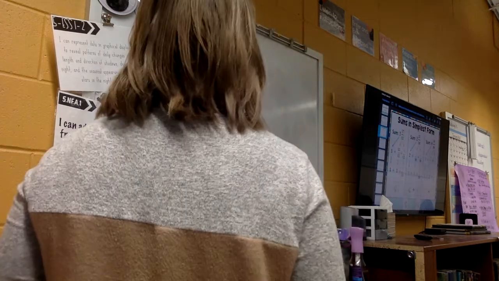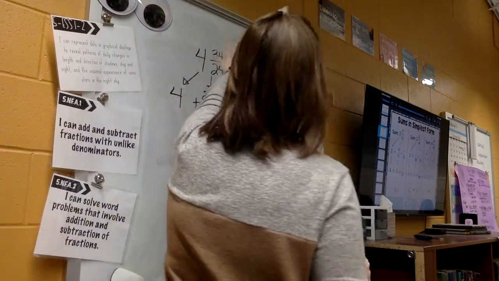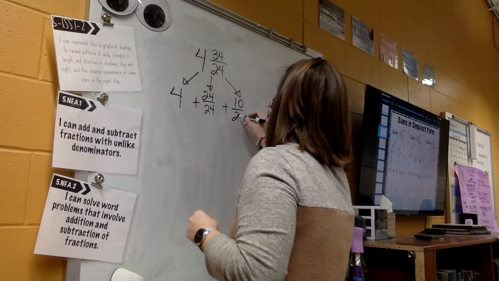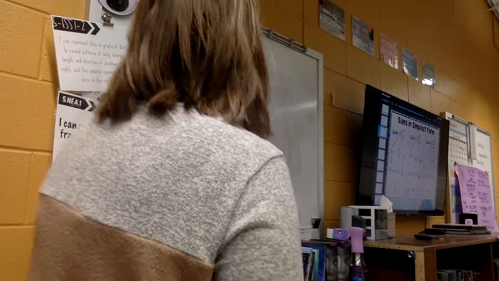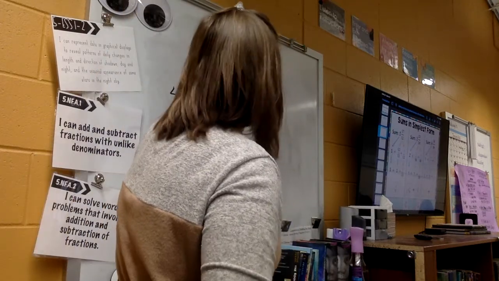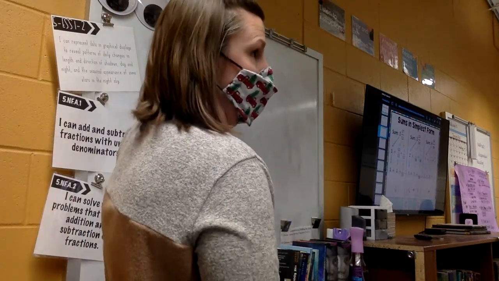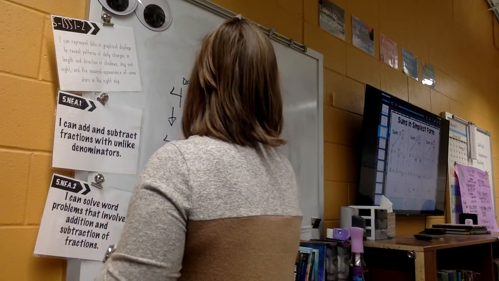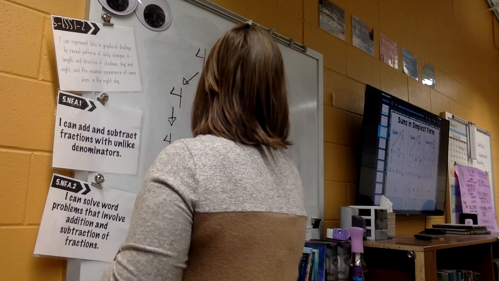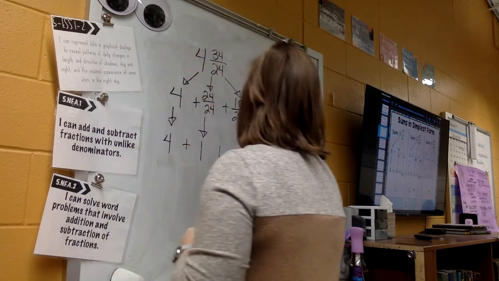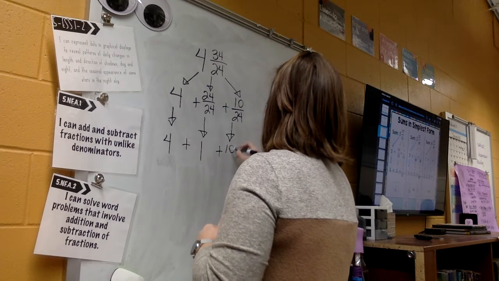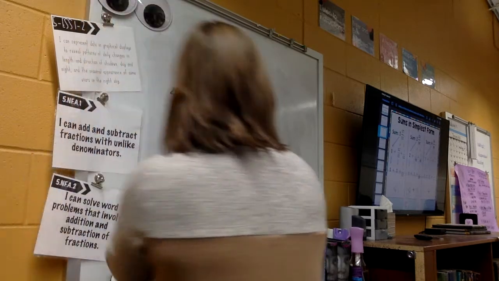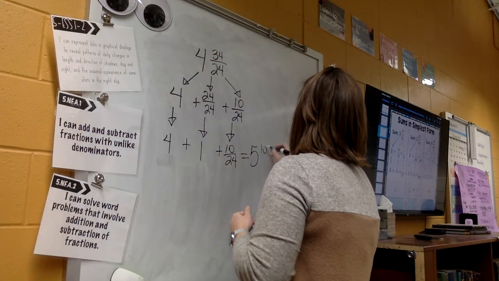24/24. And then I have the remainder of my fraction, which would be what? 10/24. If you add these two together, you get that. So that's an easy way to check your answer. 4 still stays the same. This becomes a 1. And this one stays the same. If I add those together, I get 5 and 10/24.